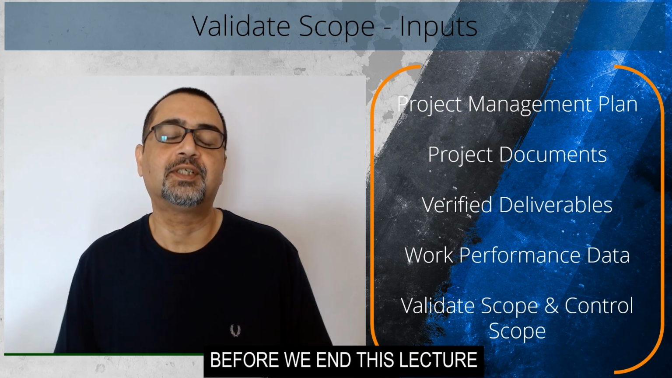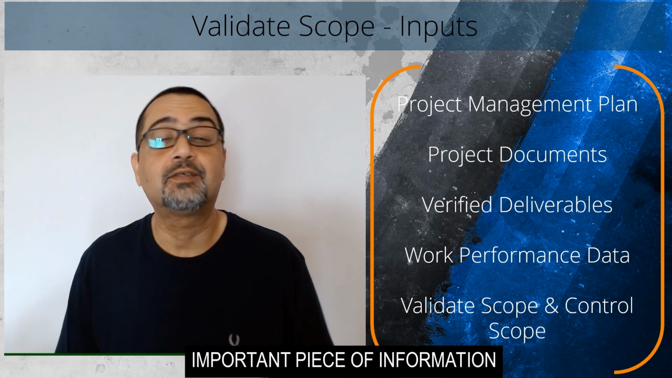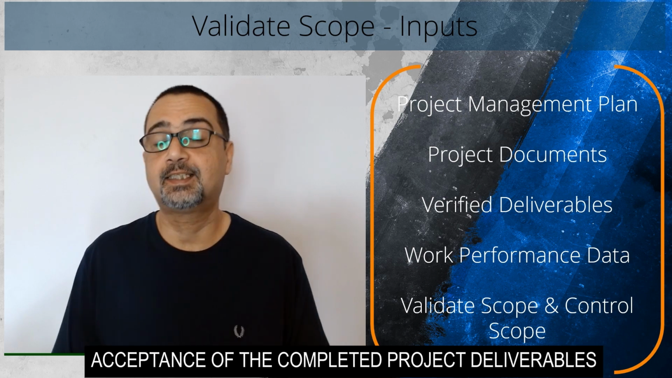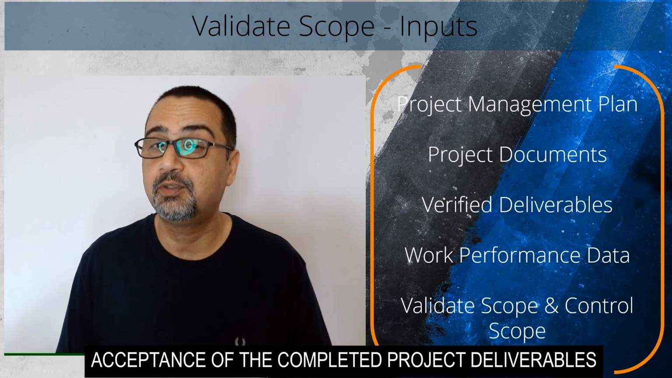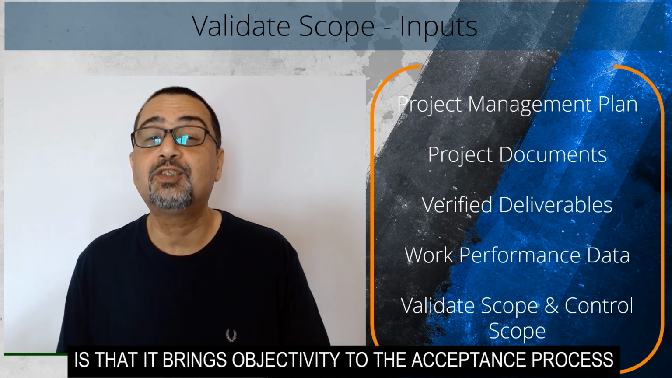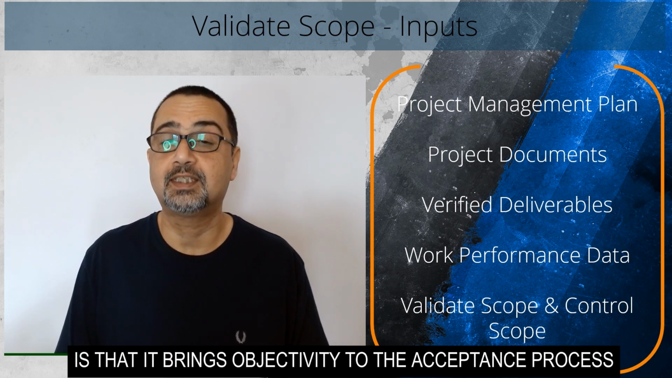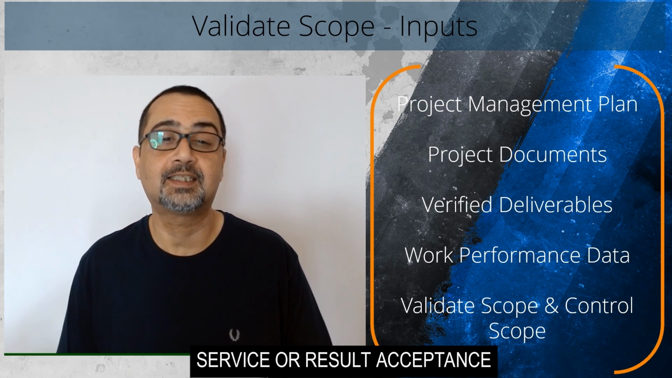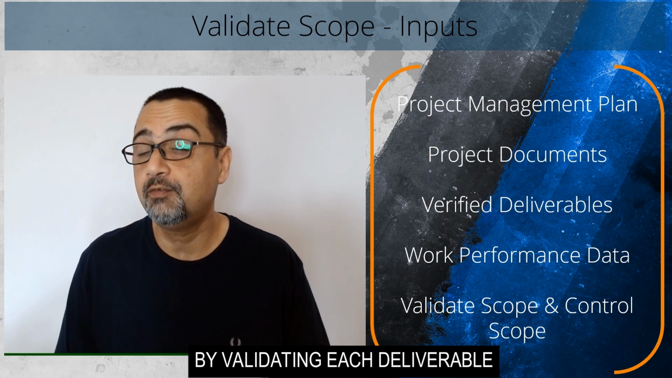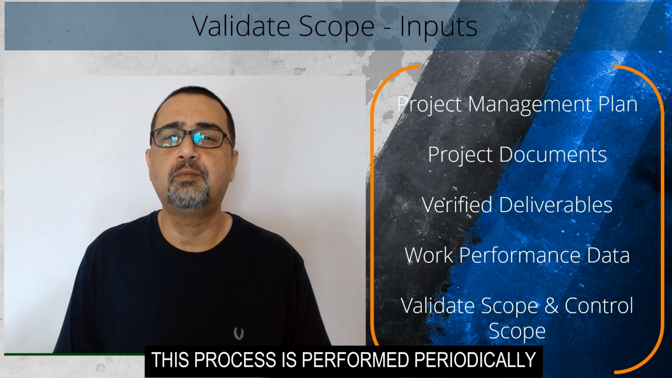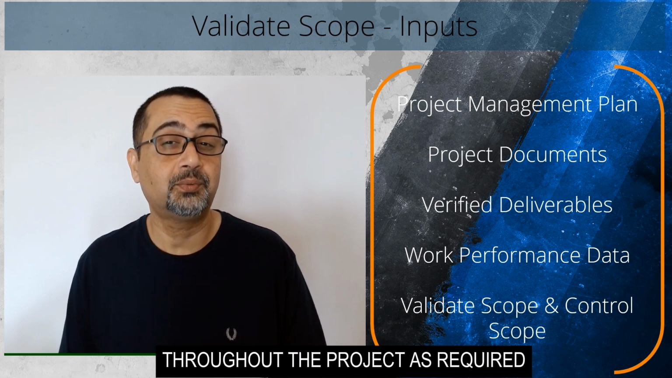Before we end this lecture, let me leave you with an important piece of information. Validate scope is the process of formalizing acceptance of the completed project deliverables. The key benefit of this process is that it brings objectivity to the acceptance process and increases the probability of final product, service, or result acceptance by validating each deliverable. This process is performed periodically throughout the project as required.